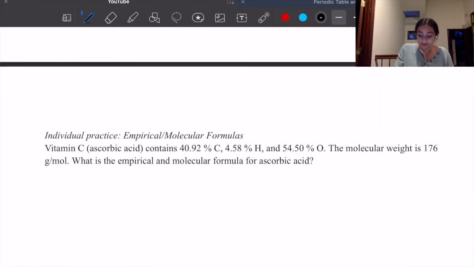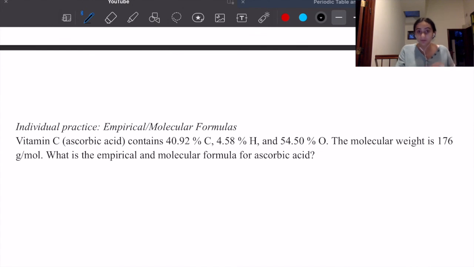Now we are going to do some individual practice with empirical and molecular formulas. This is using the percentage method that I talked about earlier. So as a hint, remember to set your total mass to 100 grams, and then you can just make each of these percentages a mass. So we have 40.92% carbon, 4.58% hydrogen, and 54.50% oxygen. The molecular weight is 176 grams per mole. You want to calculate the empirical and molecular formula for ascorbic acid. So give that a try, and then we're going to go over it together.